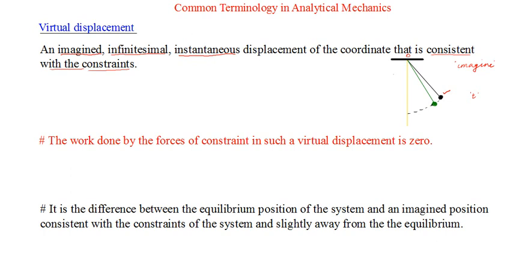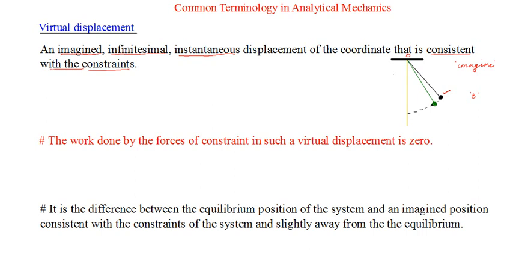It means at a particular time t, either the bob can be at the first position or the bob can be at another position. I don't say that these are two different positions of the bob at different times. No, these are two possible positions of the bob at any instant t. So there is no time difference between the two positions shown. I am imagining two possible configurations of the system which are consistent with the constraints.